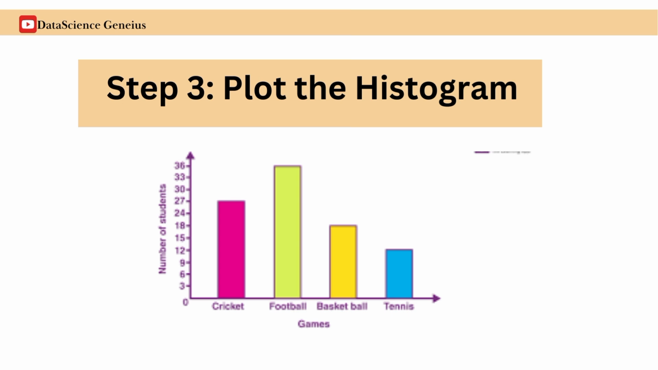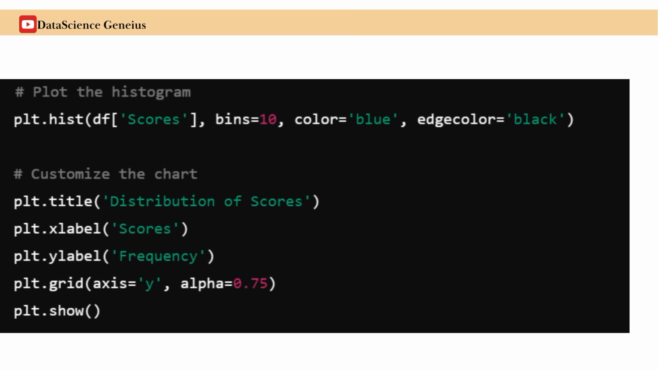Step 3: plot the histogram. To visualize the distribution of a specific column, for example GDP per capita, you can create a histogram. A histogram is a powerful data visualization tool used to depict the distribution of the data. Now we will plot a histogram to visualize the distribution of a specific column, such as GDP per capita. Plot the histogram.